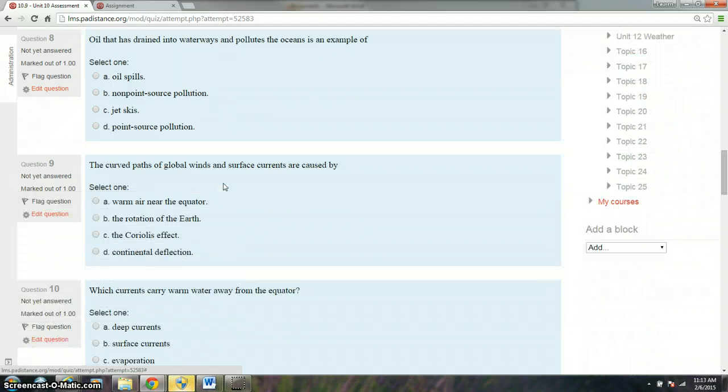Question 8. Oil that has drained into waterways and pollutes the oceans is an example of A, oil spills, B, non-point source pollution, C, jet skis, or D, point source pollution.